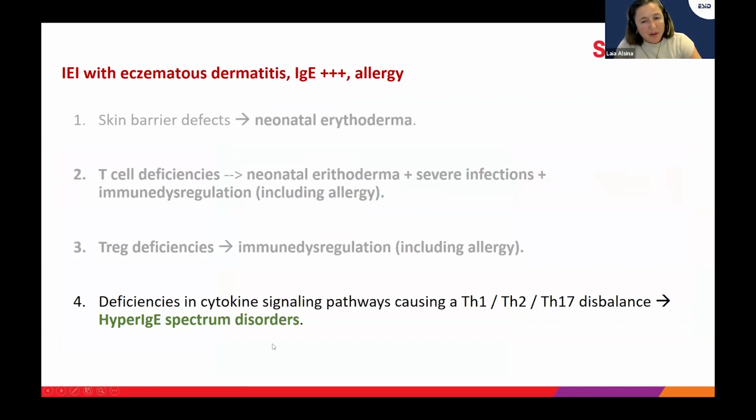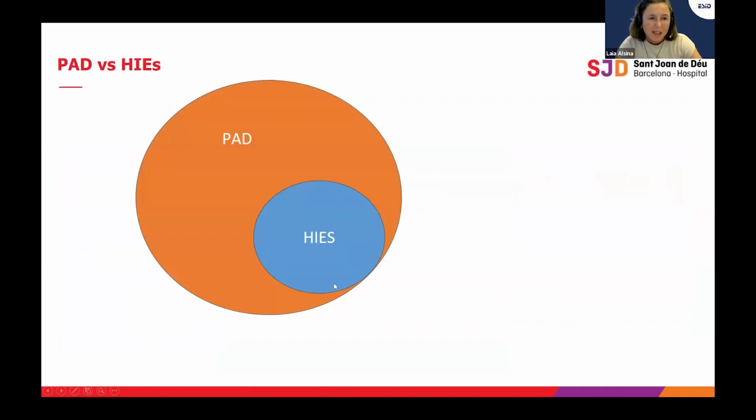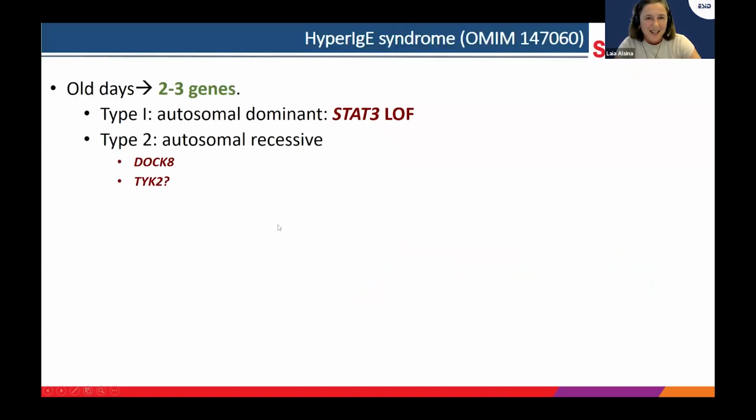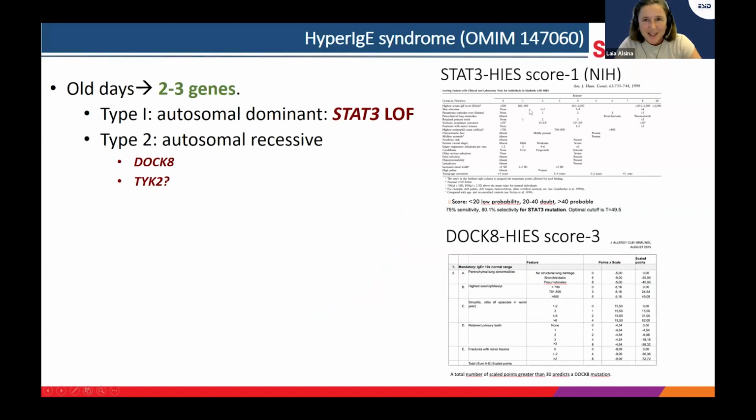And we have the specific group that Bodo has been discussing, which is the group related to cytokine signaling pathway dysfunction, in which there is a specific Th1, Th2, Th17 disbalance, and is what we call hyper IgE spectrum disorders. So hyper IgE spectrum disorders is a subgroup within all the primary atopic disorders in which the pathophysiology is more specifically related to cytokine signaling problem, in which there is this disbalance. So in the old days, as Bodo mentioned, there were these possible diseases. We used the score, and this is what happened initially.